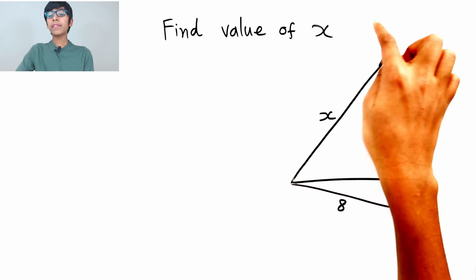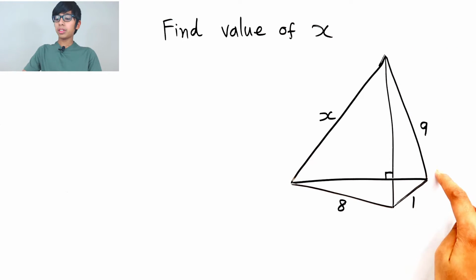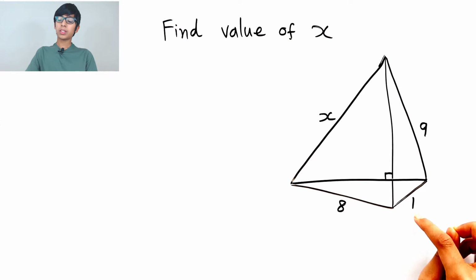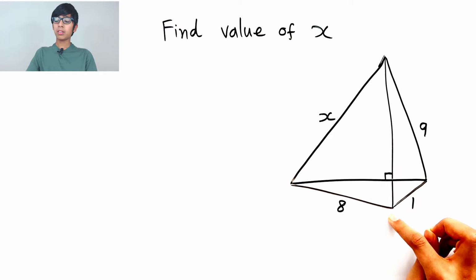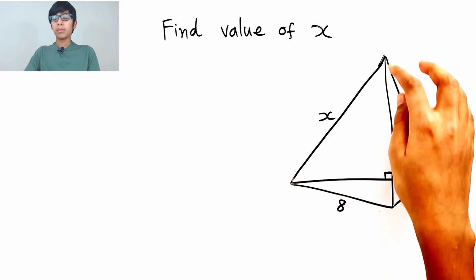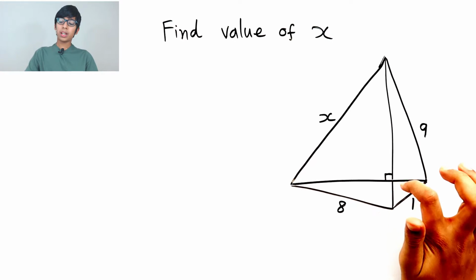We have to find the value of x for this problem. If you look here, the side length of this is 9, the side length from here to here is 1, and the side length from here to here is 8. We have to find the side length of this. And this is a right angle.